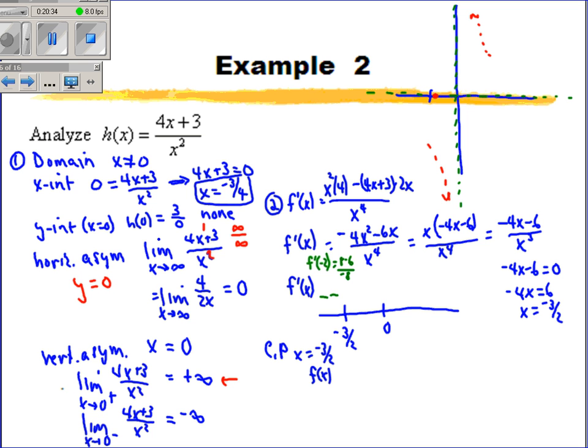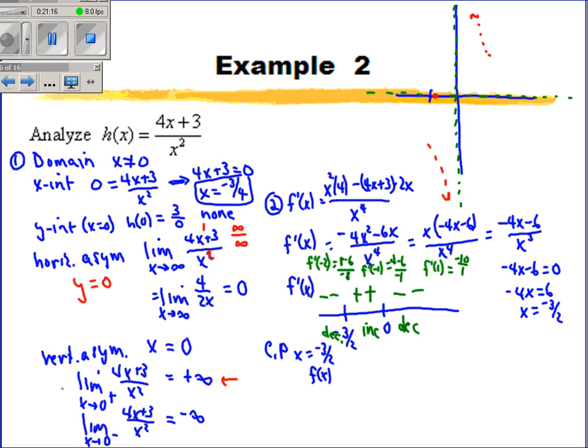I'm going to pick F prime of -1. If I pick -1 for the x's, I'm going to have a +4 minus 6 over -1. So it's going to be a positive number in there. And now pick something like 1. F prime of 1 is going to be -10 over +1. So it's going to be negative here. So what that tells me is that the function f is decreasing here, increasing between -3/2 and 0, and decreasing bigger than 0. So what's happening at -3/2 and 0?